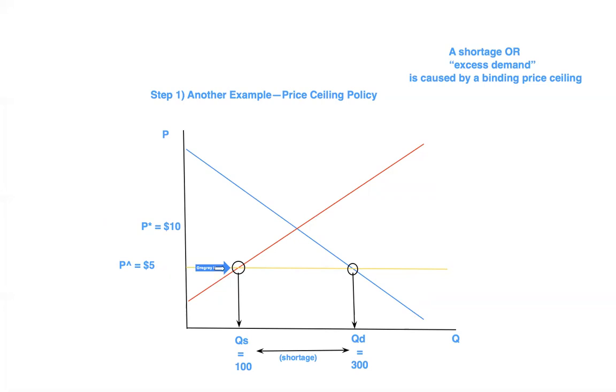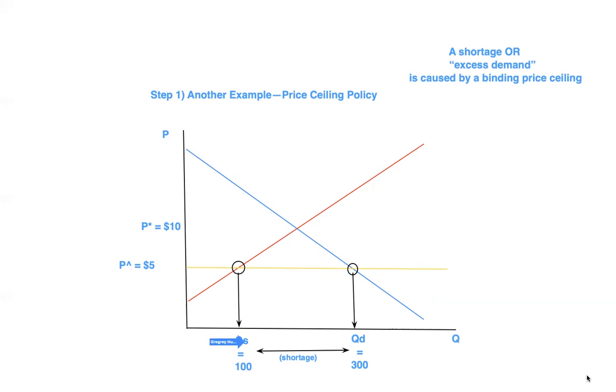Here at a price of $5, you can see from the supply curve that the quantity supplied is only 100 units. But if you go over to the demand curve associated with the price of $5, the quantity demanded is 300. So we don't have a match. There is an equilibrium, but the equilibrium in this binding price ceiling example is characterized by a shortage. I've indicated that as the distance between quantity demanded and quantity supplied.